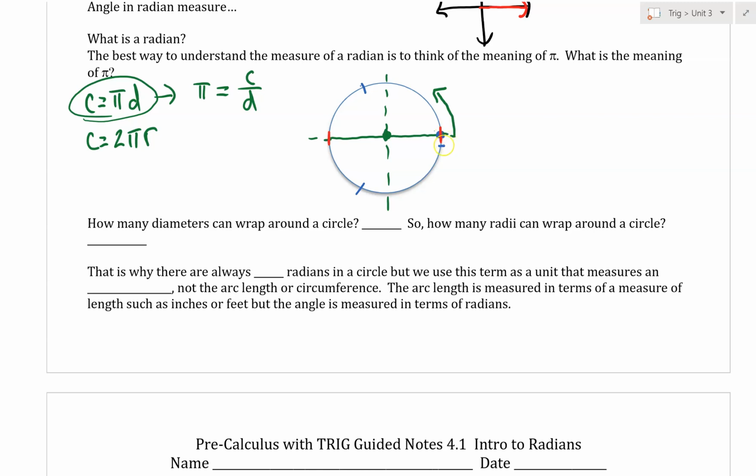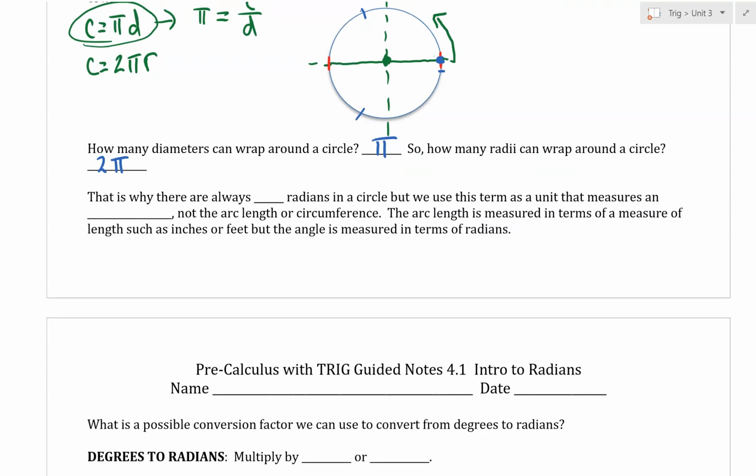Well, it would take 3.1415 diameters, or in this case, pi. So how many radii can wrap around a circle? Well, that would be 2 pi. And that's why the distance around the circle is 2 pi if we're talking about radians, because obviously the radians would be a shorter measure. You'd have to do twice as many of those.